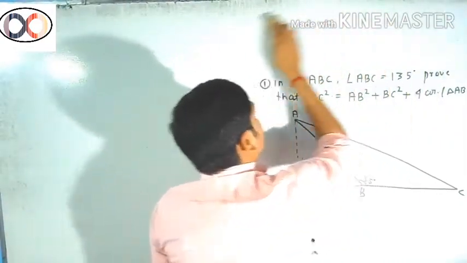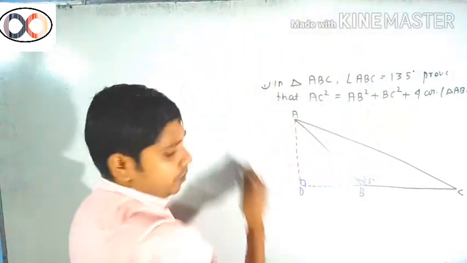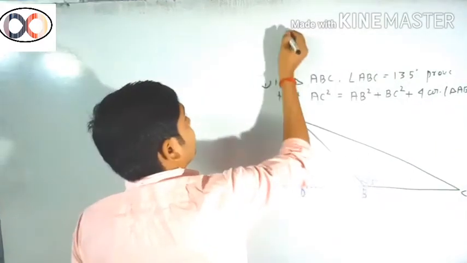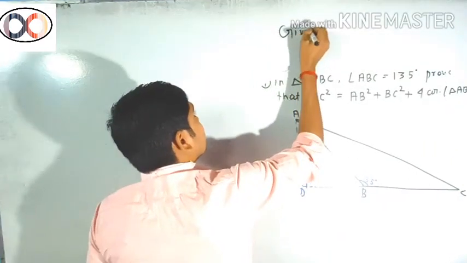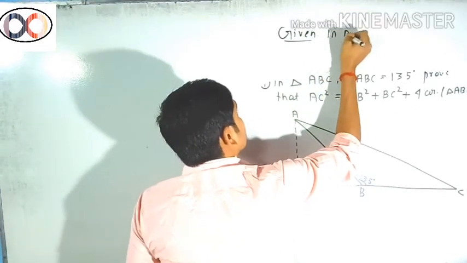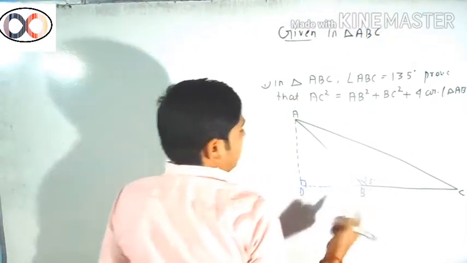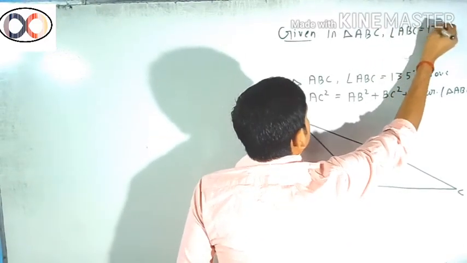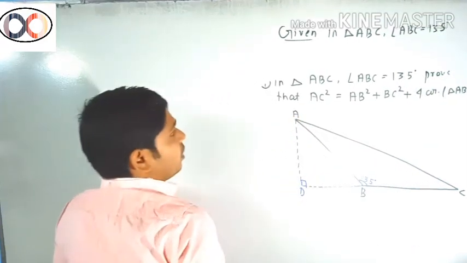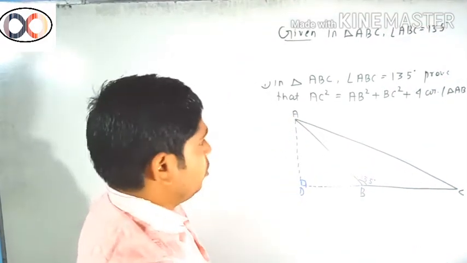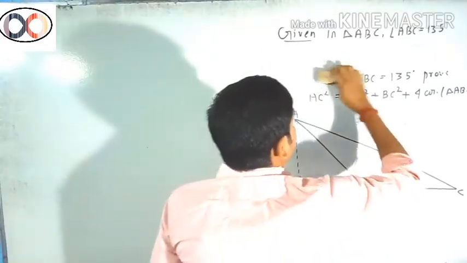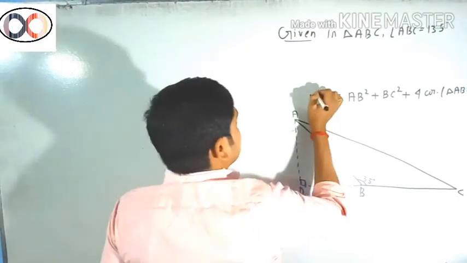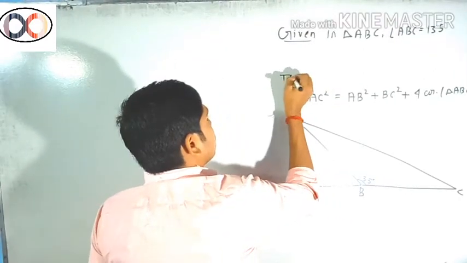Here is the question. First of all you should write what is the given part. After that we will process the next step. So here is the triangle, so we can write given: in triangle ABC, angle ABC equals 135 degrees. And here we need to prove AC square equals this. This is the part of the proof.